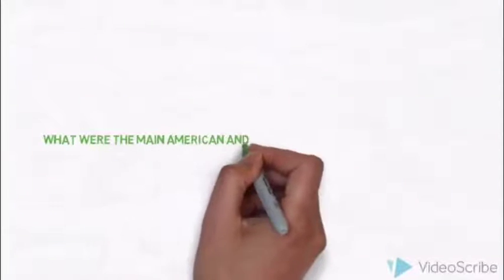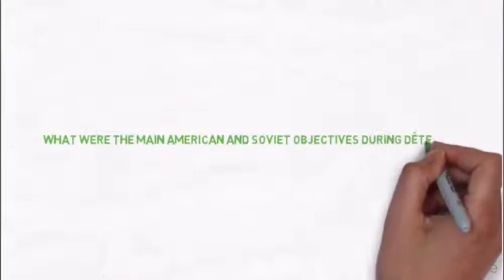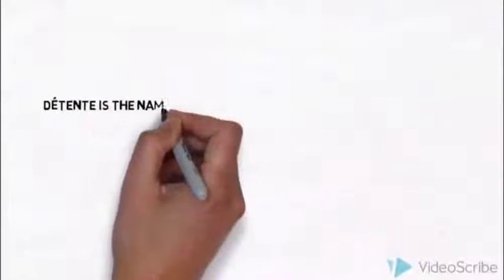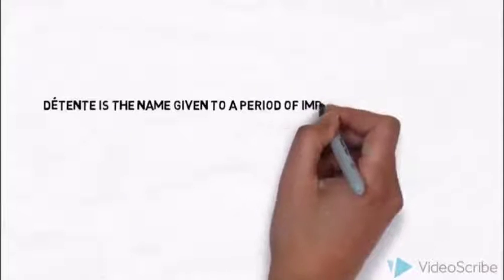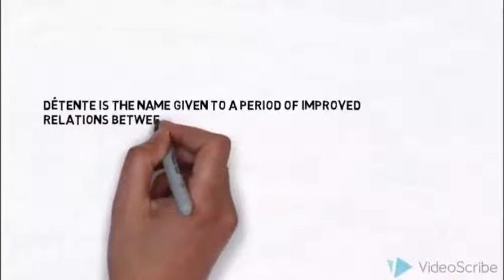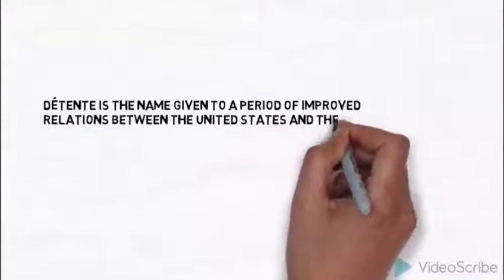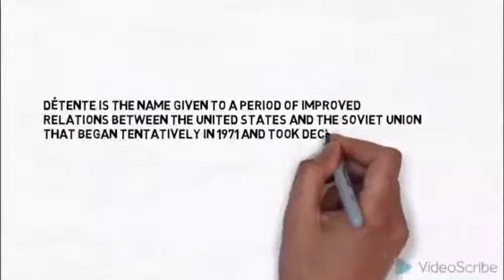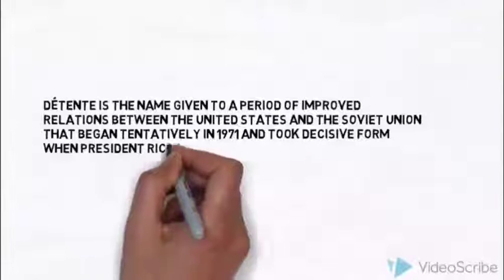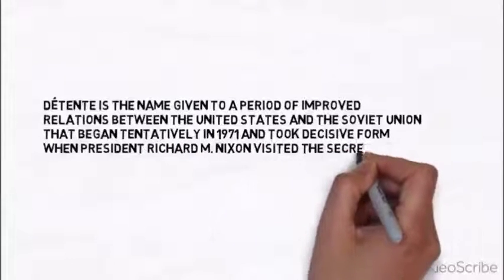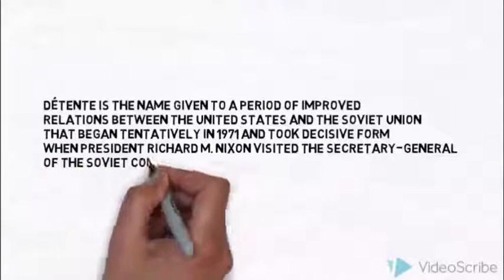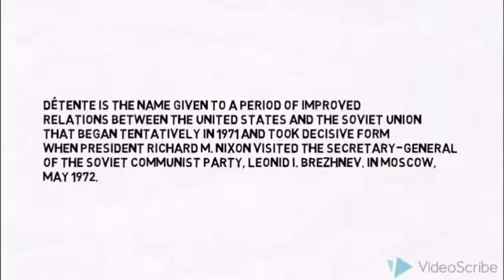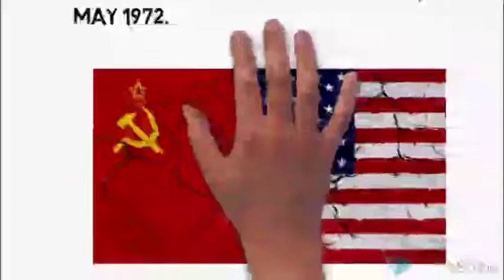What were the main American and Soviet objectives during the détente? What is the détente? It is the name given to a period of improved relations between the United States and the Soviet Union that began tentatively in 1971 and took decisive form when President Richard Nixon visited the Secretary General of the Soviet Communist Party, Leonid Brezhnev, in Moscow in May of 1972.